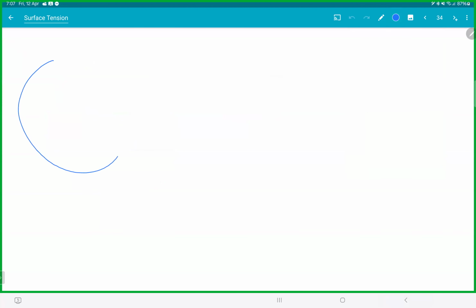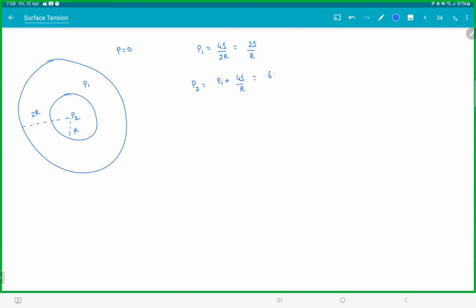So initially the condition is outside is vacuum, P is 0. The inner bubble pressure will be P1 and the outer will be P2. This is R and this is 2R. Now for this gas, the equation will be P1. What will be the volume? P1 will be 4S by 2R, which is 2S by R. P2 will be P1 plus 4S by R, which is 6S by R.